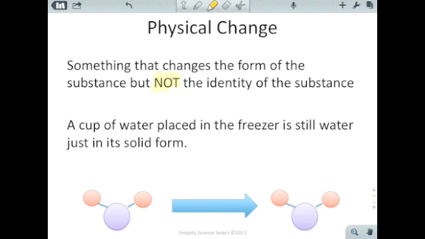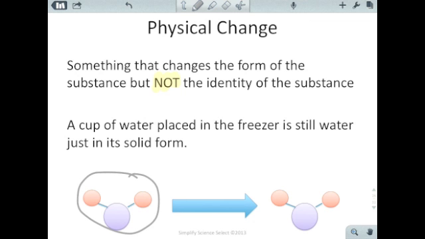If we have a cup of water, and we're going to say that that water is a liquid. Okay, so this one's a liquid. And then we place it in the freezer. It freezes into solid water, but it's still water. It didn't change. It's still water, just a different state of matter.